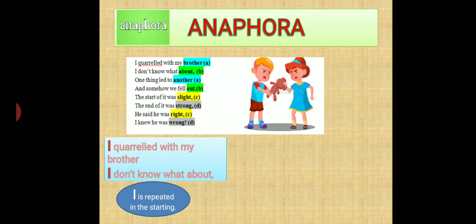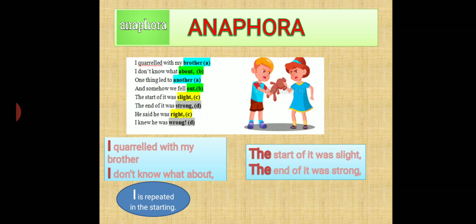Another example in the same stanza: the start of it was slight. The end of it was strong. So repetition of the is there. So it's an anaphora. Two lines starting with the. It can be 3, it can be 4 lines also, but it should be in continuation. Then this type of figure of speech is known as anaphora.